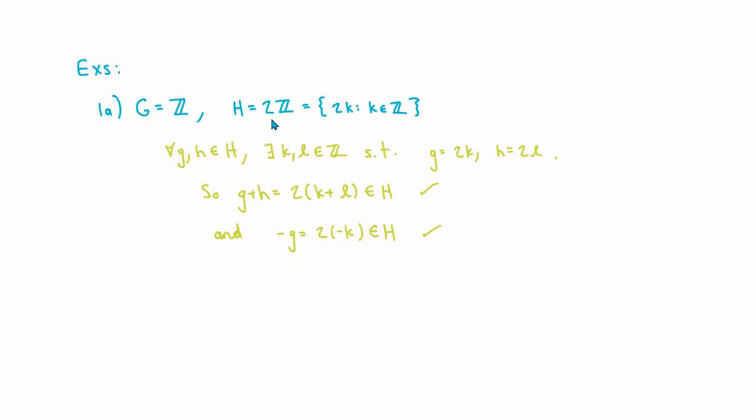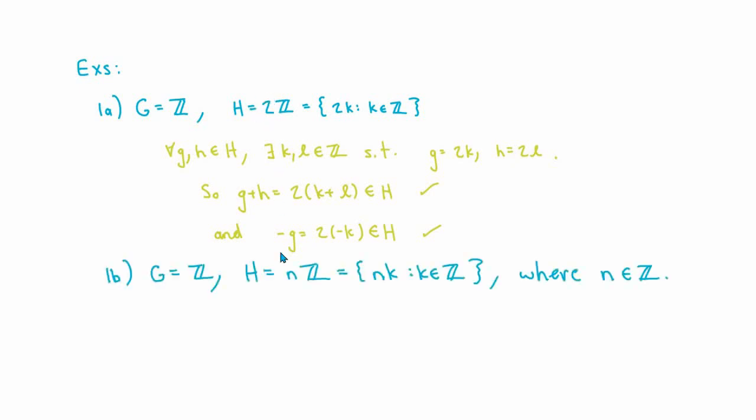Now, it's worth pointing out in this example that the integer 2 here is not really special. In fact, if we take H to be nZ, where n is any integer, so in other words, H is the collection of all integer multiples of n, then by almost the same arguments with the 2's replaced by n's, we can see that H is going to be a subgroup of G, and it's the subgroup consisting of the collection of all integers that are divisible by n.